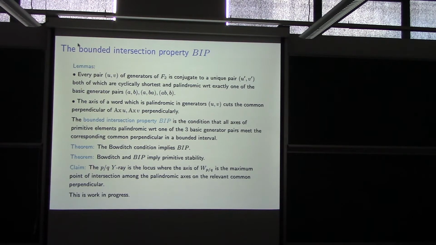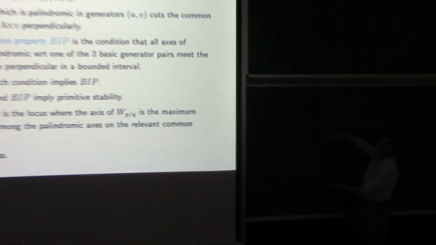So the condition is that along, say, this line, all the palindromic primitive guys hit in a bounded region. Actually, Linda Keen and Jane Gilman looked at this condition, but not for primitive elements, but for all elements, and they proved that a group is discrete, if and only if, discrete and geometrically finite, if and only if the intersection of the palindromics along this thing is within a bounded interval, which is sort of what gave me the idea.